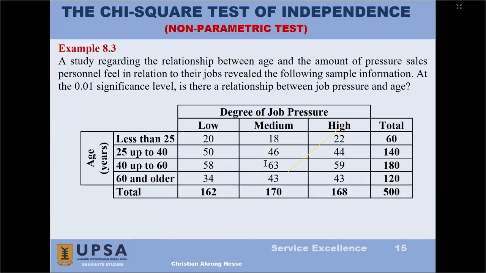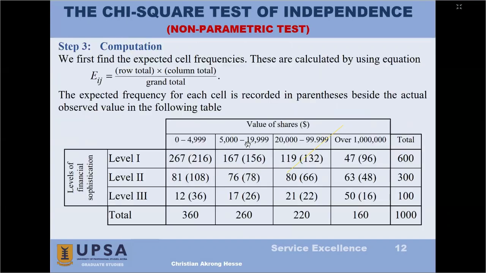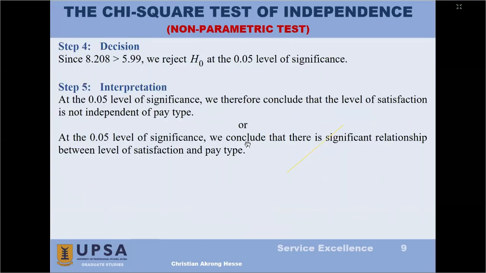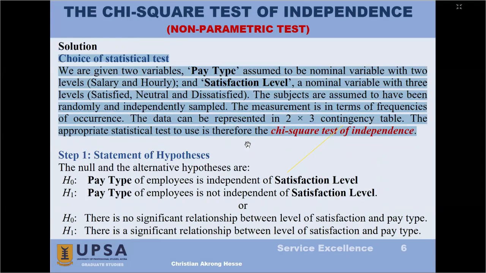What will be the degrees of freedom for this question? How many rows do you have? 4. How many columns? 3. So the degrees of freedom will be 3 times 2. So that's the way we determine the degrees of freedom. So let's continue with the question.